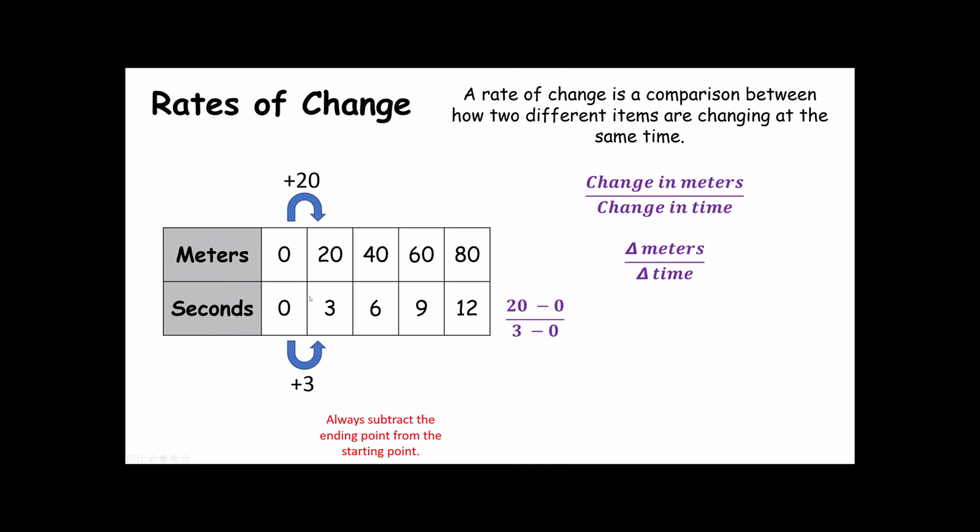Notice I can write that out. If I take my ending distance minus my initial or starting distance, and I divide it by my ending time minus my starting time, that's going to give me a change of 20 meters in 3 seconds. Notice I'm not just taking any one of these rates and converting it to a unit rate. Instead, I'm looking at how we change over time.